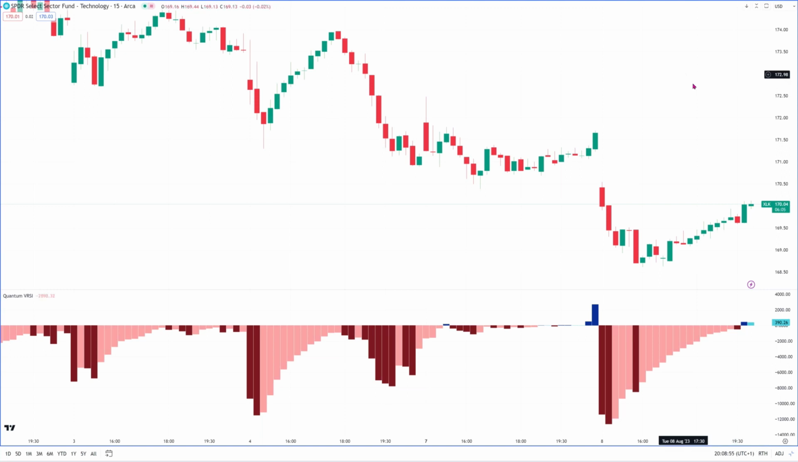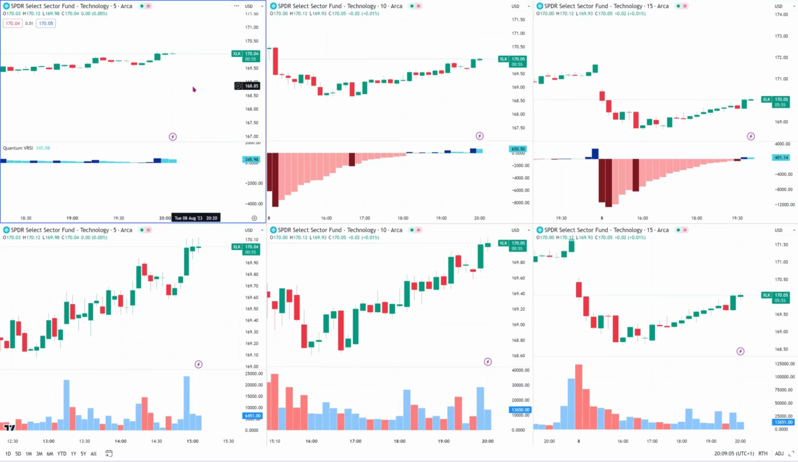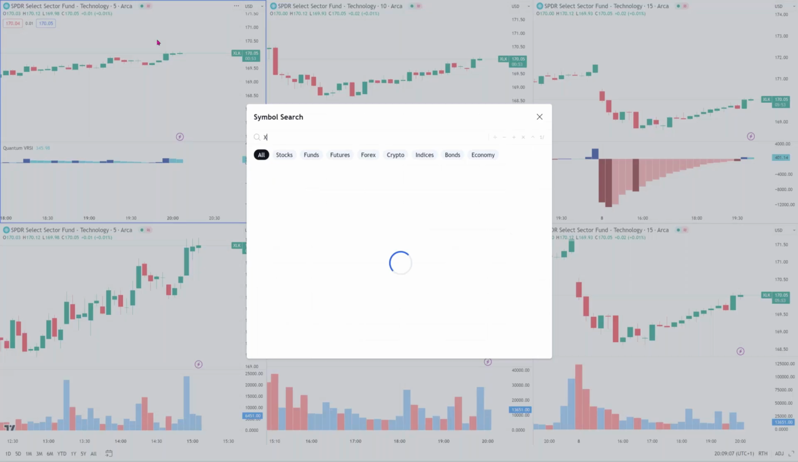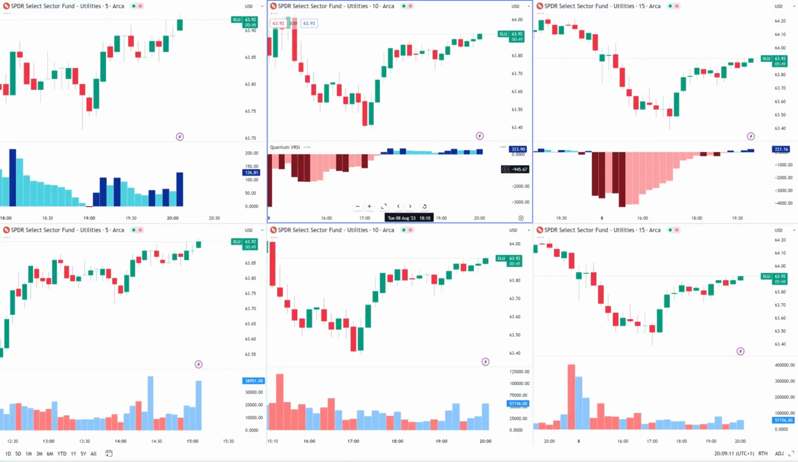So where are we? That's on the 15. So that's on that one, and that's on the XLK. And finally, let's just finish off with one more. Let's go to the XLU, which you may or may not be familiar with, but this is the utilities.